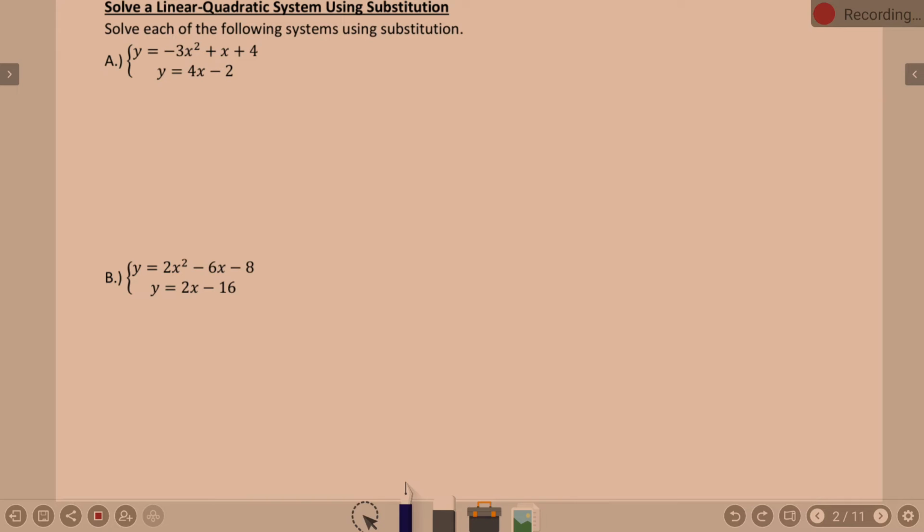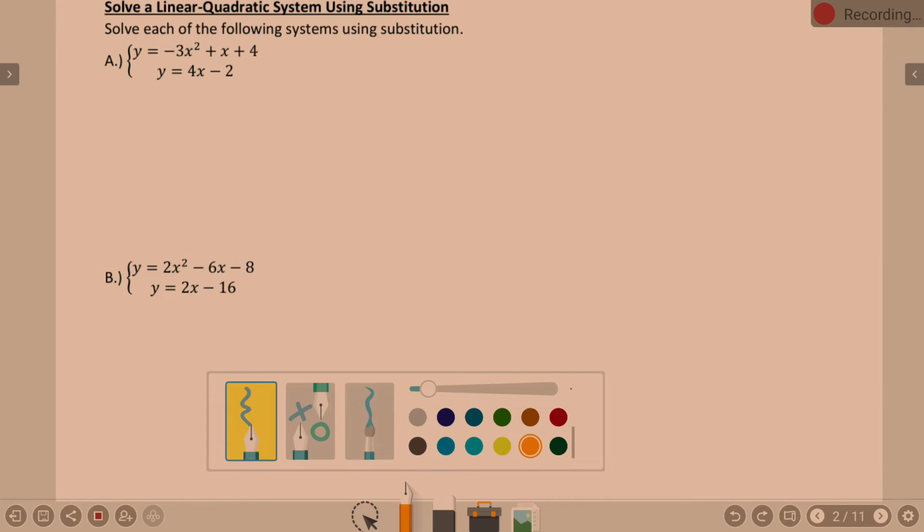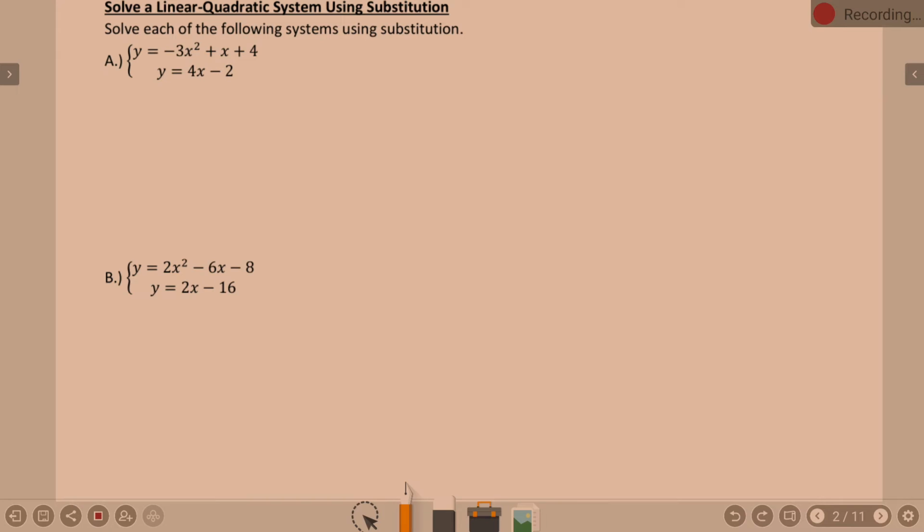How does substitution work? Well, we gotta plug in something for something else. Okay. Plug in something for something else. So what I would do is subtract over the x. And then divide it all by 4.